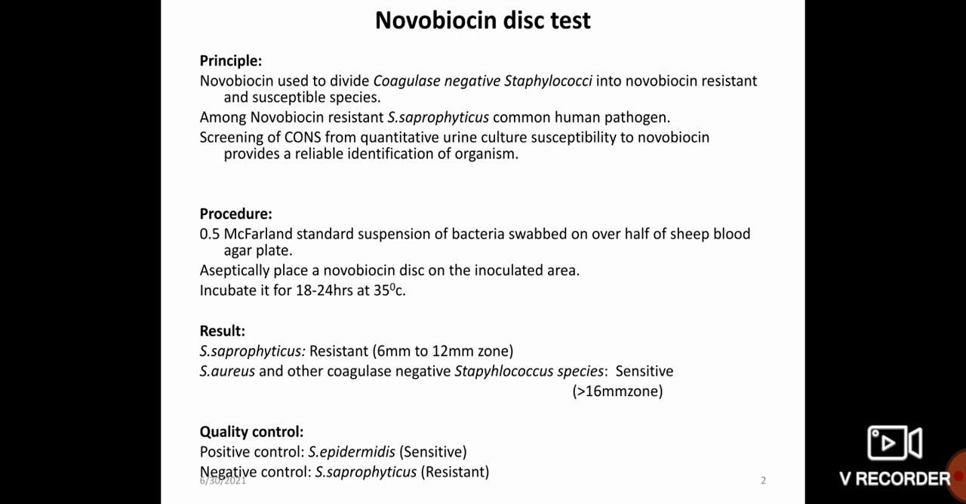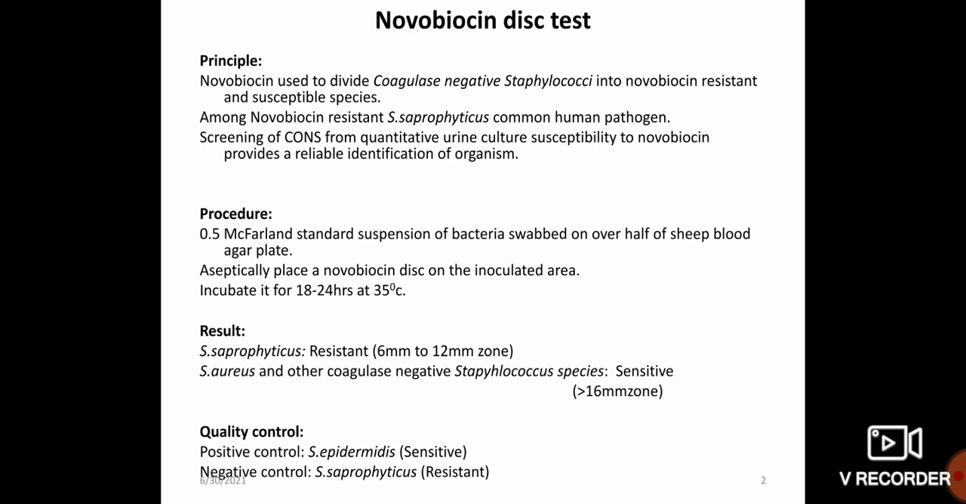First one is the novobiocin disc test. So what is this novobiocin disc test? This test is done for Staphylococcus species. When do we do it? When we see gram-positive cocci on the blood agar plate, we go for the catalase test. When it comes positive, we go for the coagulase test. Suppose the coagulase test comes positive, then we say it is Staphylococcus aureus. If it is negative, then we say it is a coagulase negative Staphylococcus species.